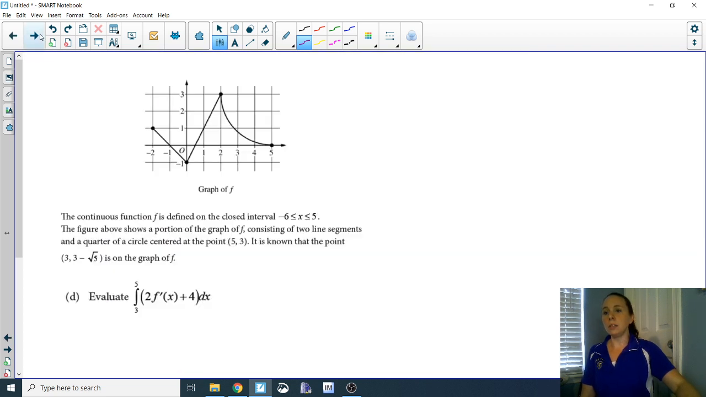All right, let's move on to D. In part D, we're just doing another integral calculation. However, we're not doing an integral of the function f. We're doing an integral of f prime. So we can't use any of the areas that we calculated in part C to answer part D.